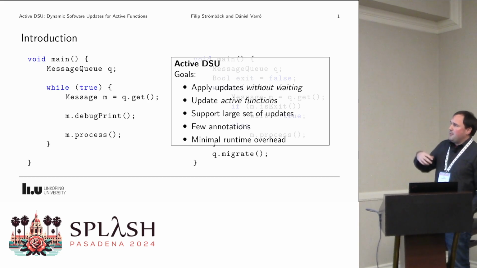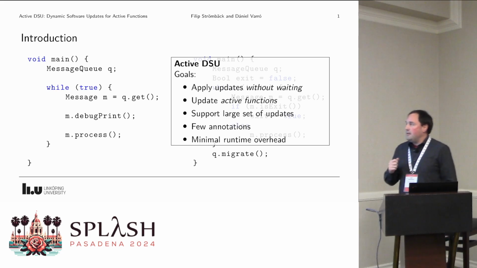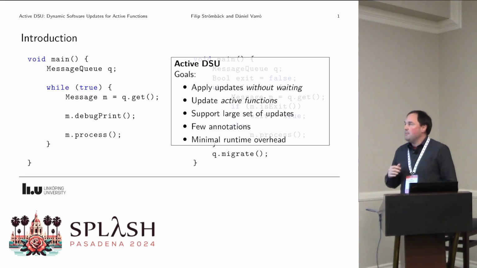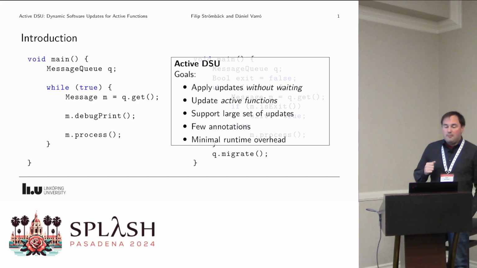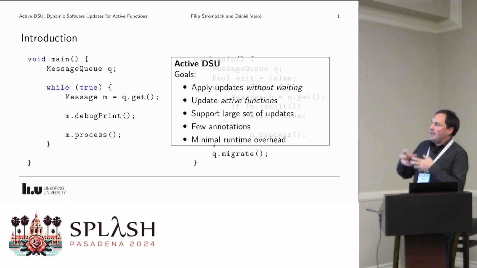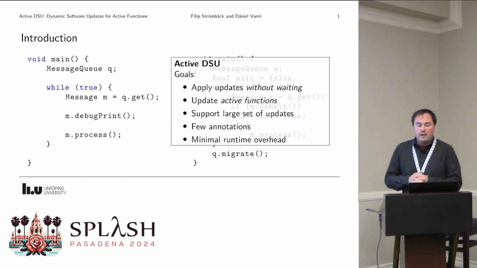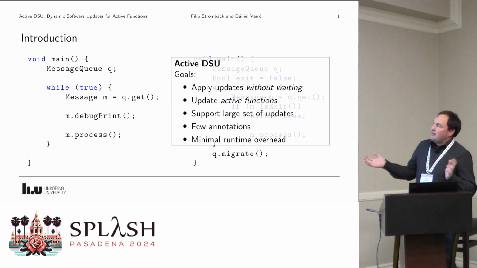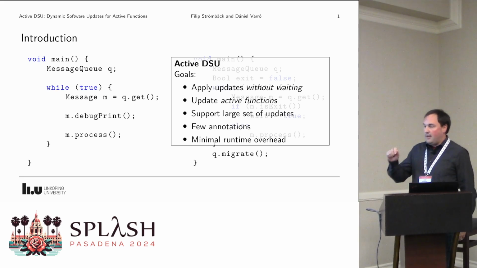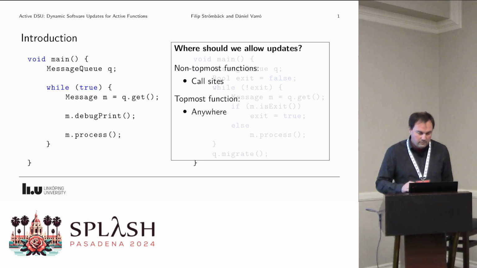The goal I'm proposing is, as the title says, Active DSU. So the goal is that I want to be able to update these things without waiting for something to happen. To be able to do that, I need to be able to update active functions, that is, functions that have stack frames on some thread's stack. And ideally, I want to support large sets of updates, with few annotations, and with minimal runtime overhead apart from the actual update.